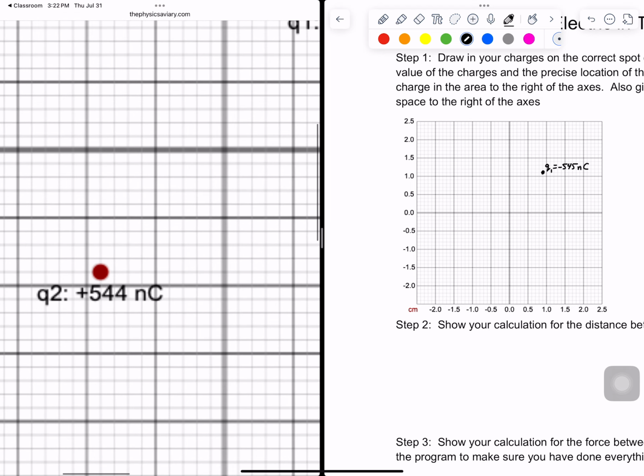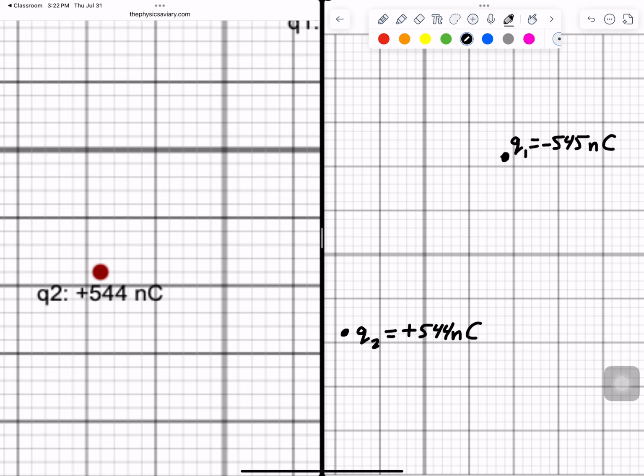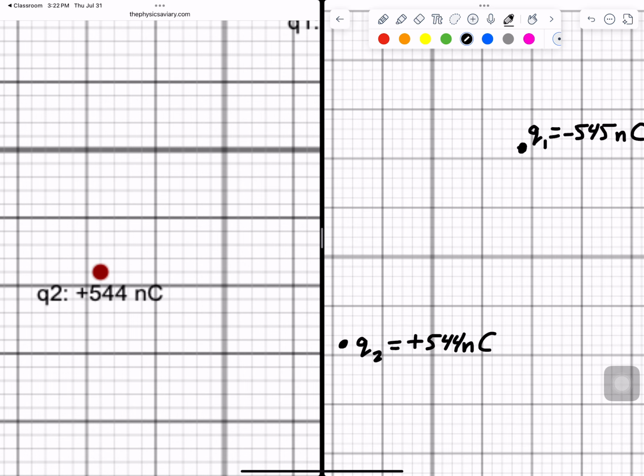I can see here I'm going over to the left 9 and down 9 boxes. That puts me exactly right here. That's charge 2, and that would be positive 544 nanocoulombs. Okay, now go to your shapes selection in the left toolbar, in Kami, and draw a line between these 2.